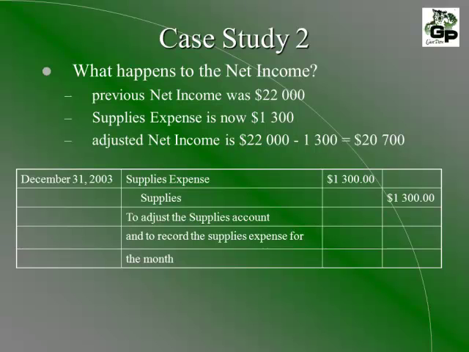What happens to the net income? Originally, we saw the previous net income was $22,000. However, we now have a supplies expense that must be included, and it is $1,300. Therefore, the adjusted net income is $22,000 minus $1,300, which gives us a real net income or an adjusted net income of $20,700.